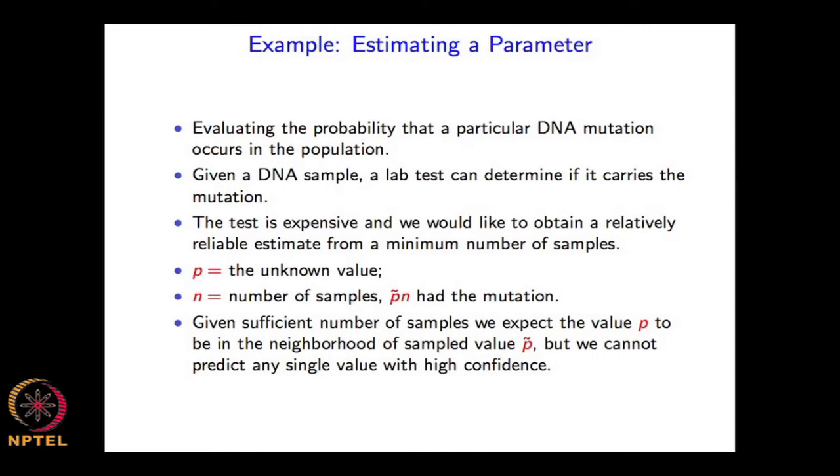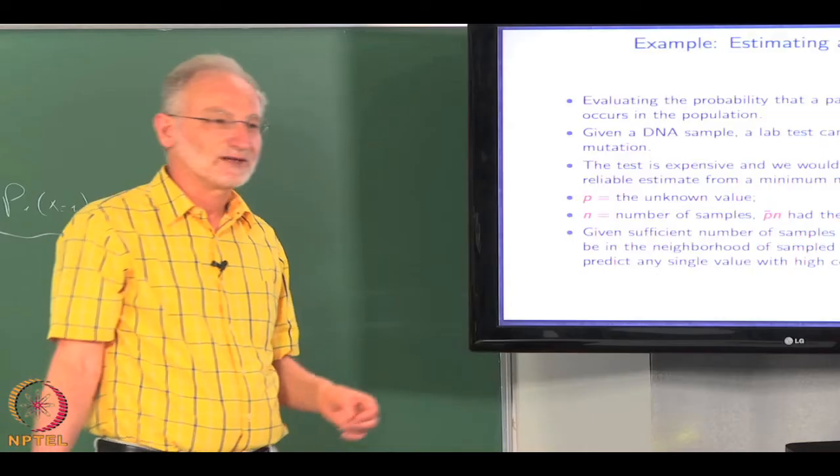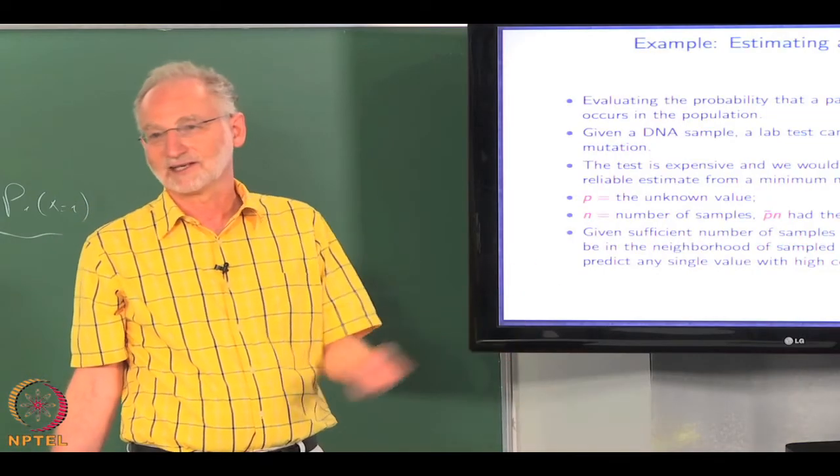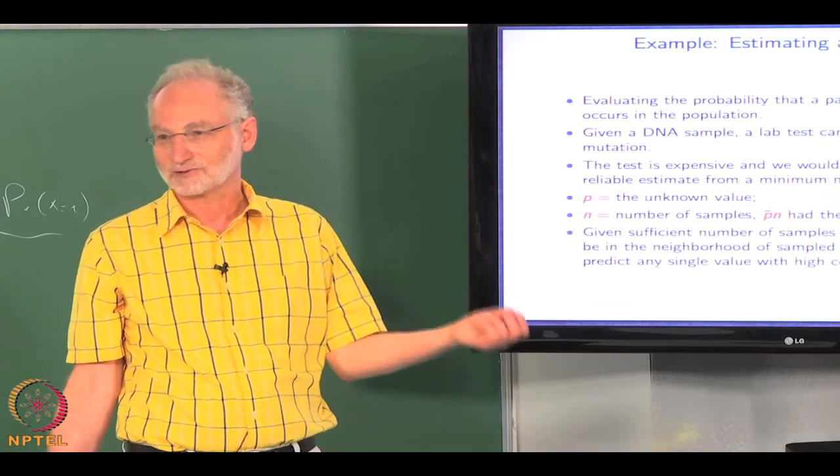So assume that there is some unknown p value. The story here is I want to know the fraction of the population that has a particular mutation. If I get a blood sample from someone, I can run a test and figure out if he or she has the mutation or not.